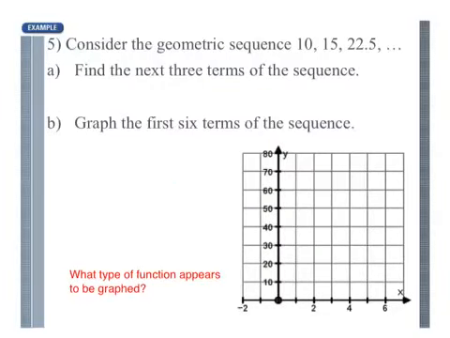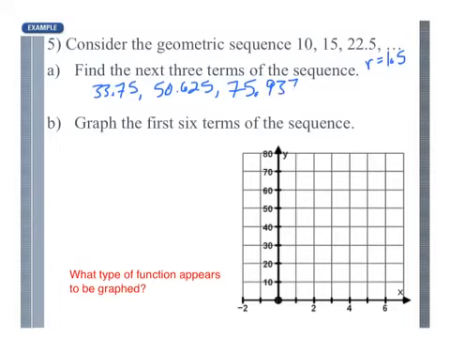Okay, we're going to find the next 3 terms of this geometric sequence. You can calculate that your common ratio is going to be 1.5. So 22 times 1.5 is 33.75. Multiply that by 1.5, 50.625, and then the next one will be 75.9375.